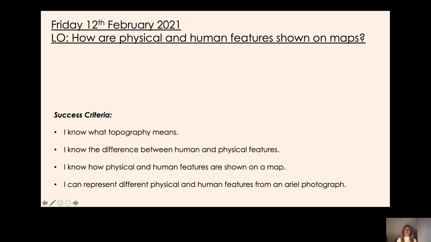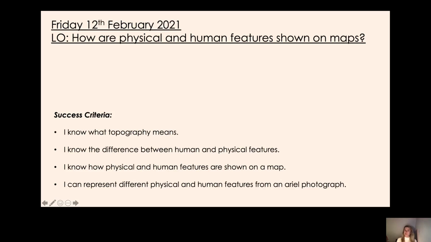Now in our geography lesson last week, we looked at Ordnance Survey maps and we looked at the different symbols that are used on these types of maps. And we looked at a key that was attached to the map and tried to work out what the different symbols represented. Now today, that knowledge from last lesson will really help us because we are going to be looking at how physical and human features are shown on maps.